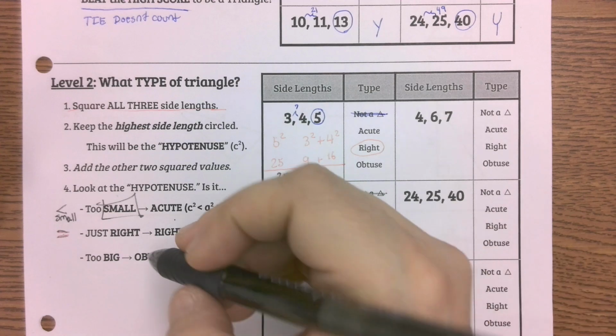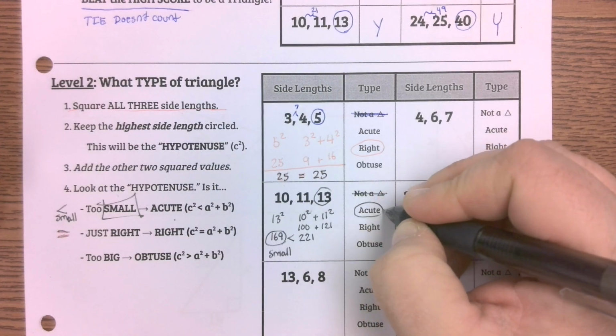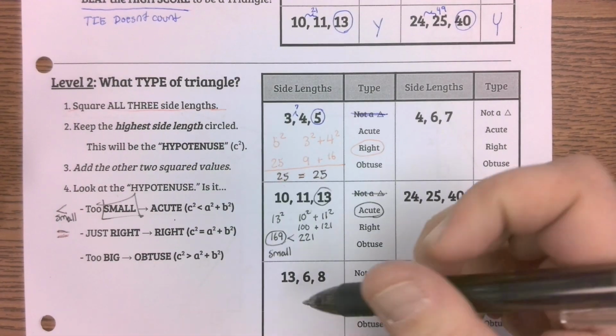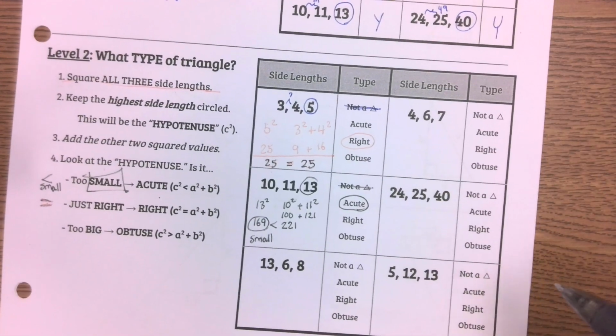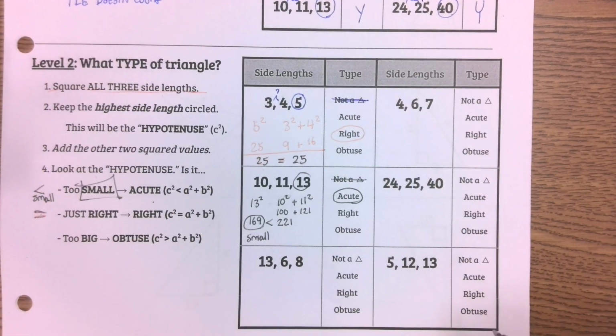Okay, so this is acute, and it helps to think small angle, right? If it's the smallest one, it gives you a small angle, an acute angle. Okay, let's try another, then I'll give you some practice.